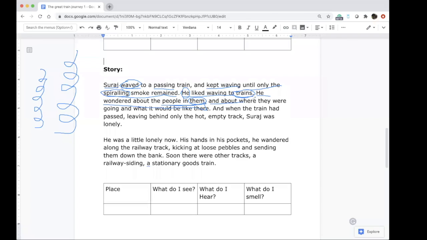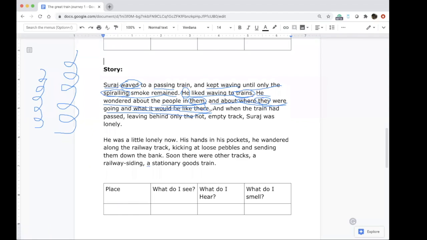And about where they were going and what it would be like there. What is he wondering about? He is wondering about where they were going. What do you think they refers to here? The people. Yes, very good. Here they refers to people. So Suraj is wondering about where these people are going. To which place are they going? He doesn't know, right? So he's wondering. He's just thinking to himself, where are all these people going to? And what it would be like there.